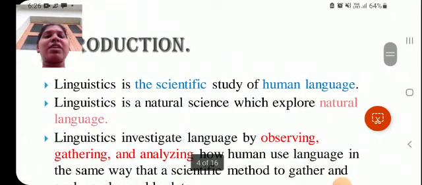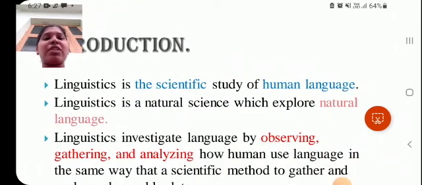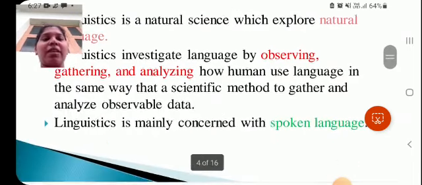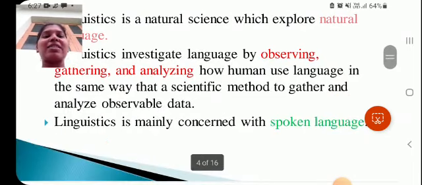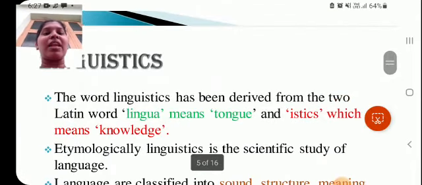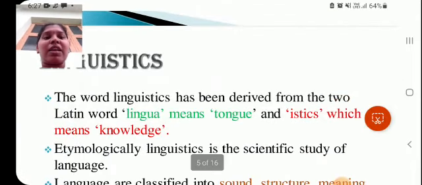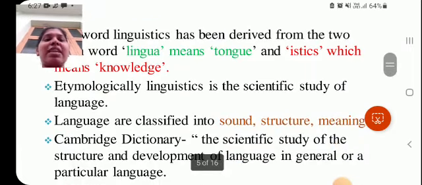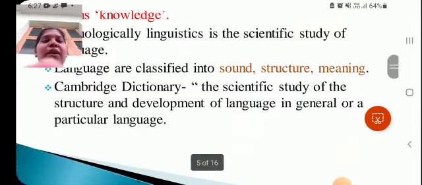Introduction. Linguistics is the scientific study of human language, which explores natural language by observing, gathering and analyzing. Linguistics is mainly concerned with spoken language. Linguistics has been derived from two Latin words: lingua means tongue and istic means knowledge. It is classified into sound, structure and meaning.